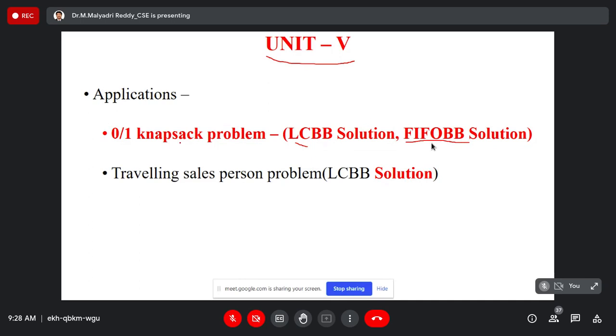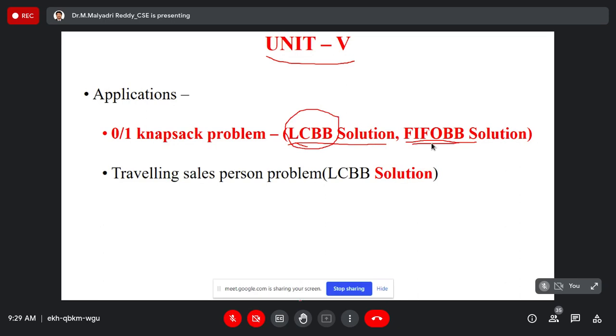In branch and bounding, different applications are there, like job sequencing, sum of subsets, traveling salesperson problem and 0/1 knapsack. According to our syllabus, you have only two applications: the 0/1 knapsack problem and TSP, the traveling salesperson problem. These two problems are covered in dynamic programming, and 0/1 knapsack is also covered in the greedy method. In this concept, the knapsack is implemented using the least cost method as well as the first come first out branch and bounding method. Today we are going to explain least cost branch and bounding.